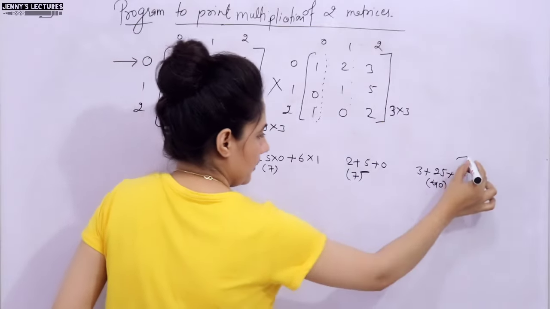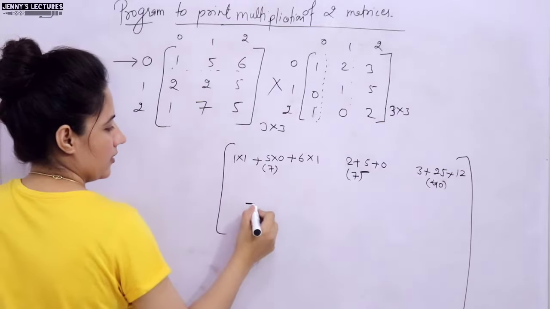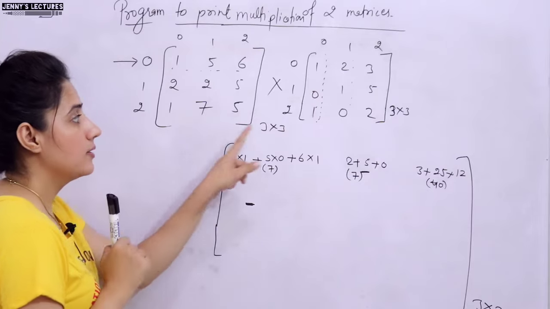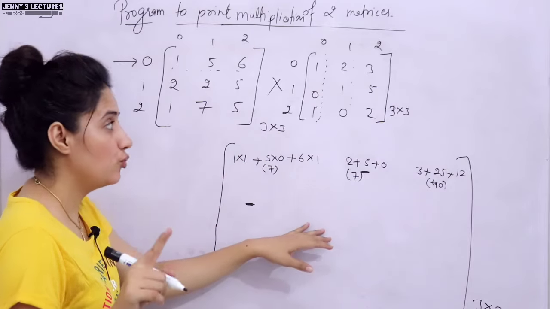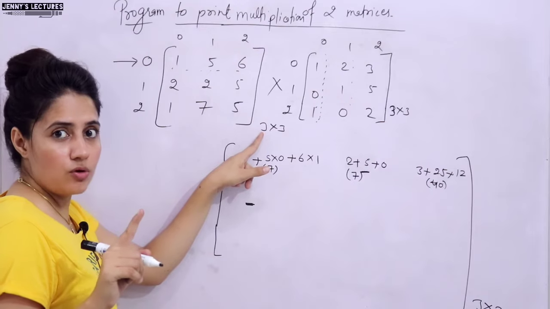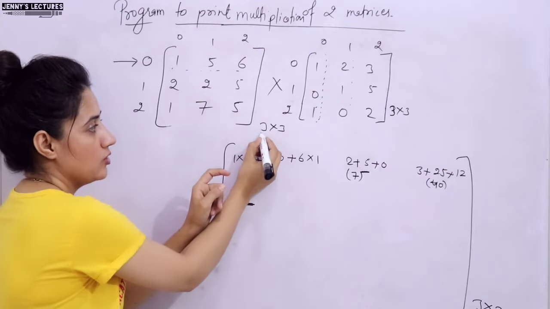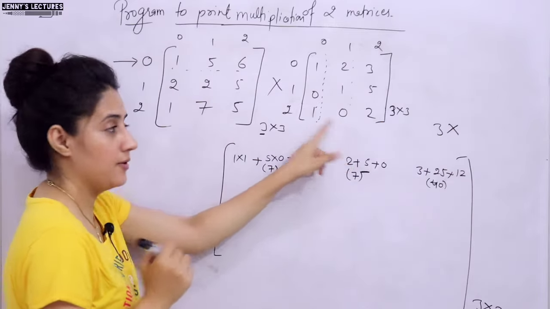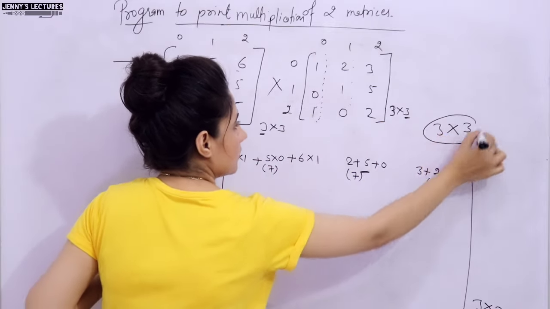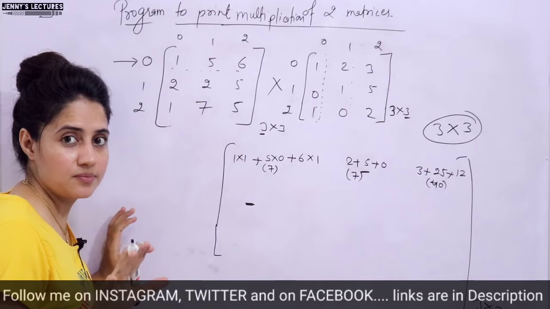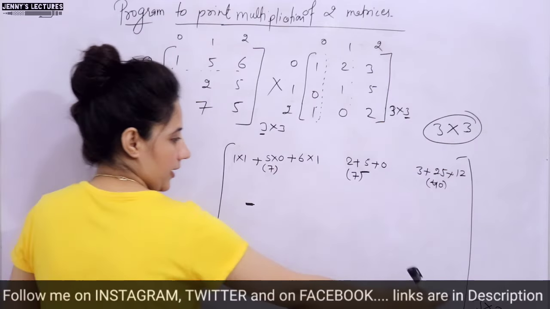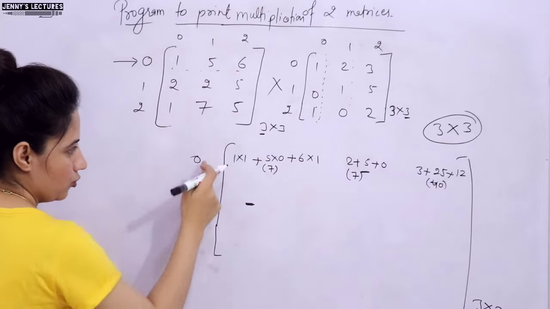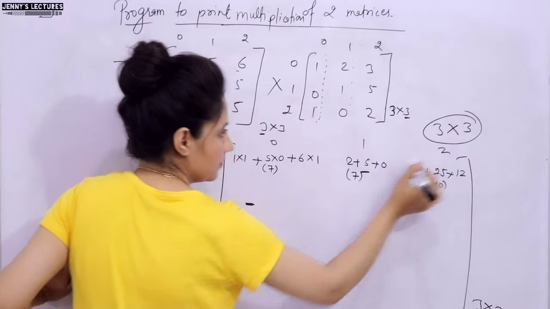Now, the size of the resultant matrix would be 3 into 3. Why 3 into 3? We take the rows of the first matrix, which are 3, into the columns of the second matrix, which are 3. That is the size of the resultant matrix. I guess you are clear why the size is 3 into 3. Here the row indices would be 0, 1, 2 and the column indices 0, 1, 2.